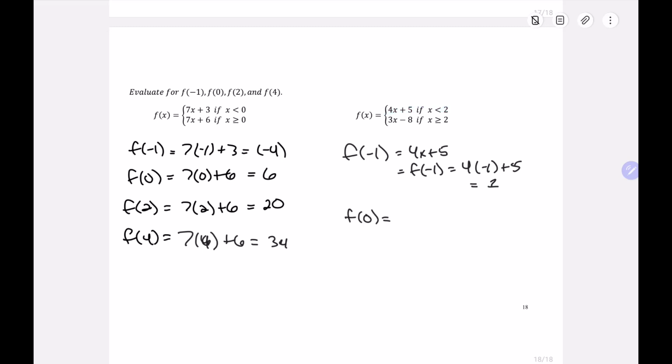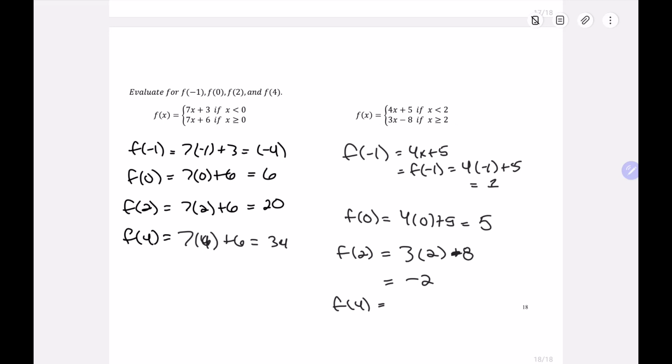Now we want to find f of 0, and we can see that f of 0 would be in our 4x plus 5 domain. And so we would take 4 times 0 plus 5 and see that that would give us a 5. We can look at f of 2, and we can see that it would be in our 3x minus 8 domain, and we can do 3 times 2 minus 8. And if we were to plug that in our calculator, we would get a -2.